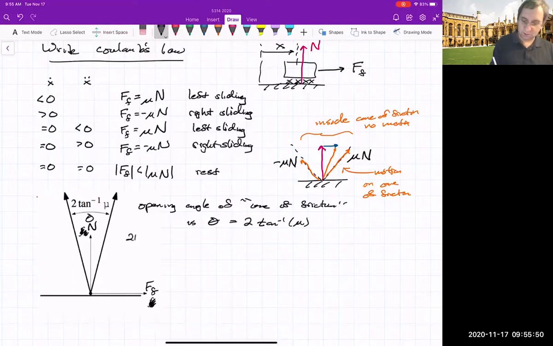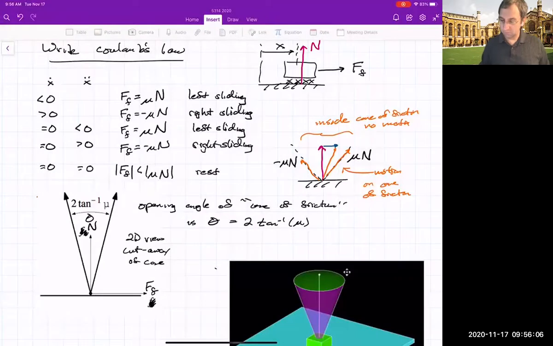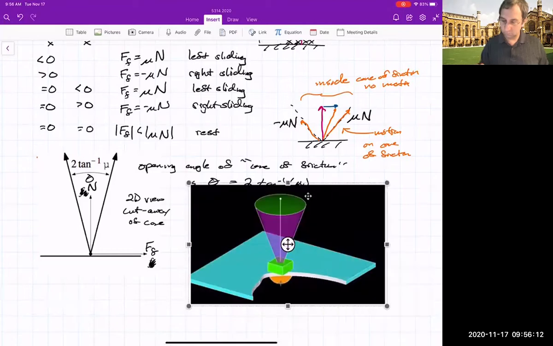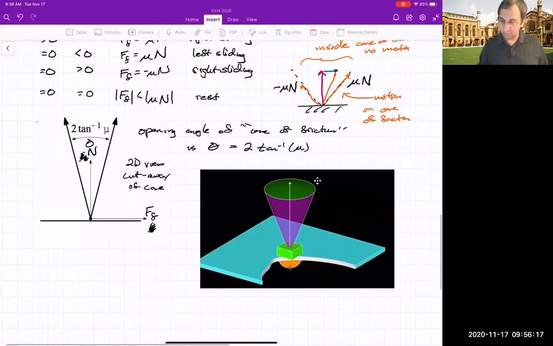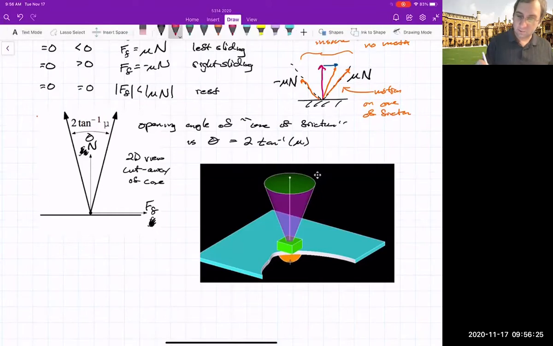So this is just a 2D view, a cutaway of the cone. I've also got an image of the cone. It's showing a block and then this cone of friction. So this is a 3D view. I'm going to draw in red. 3D view. Cone.